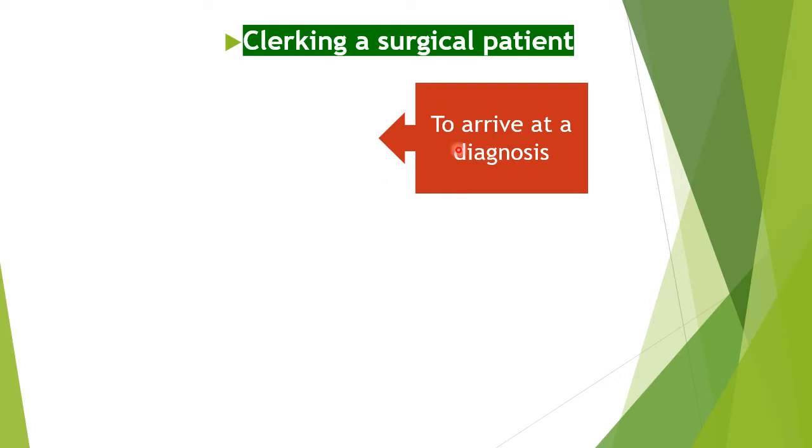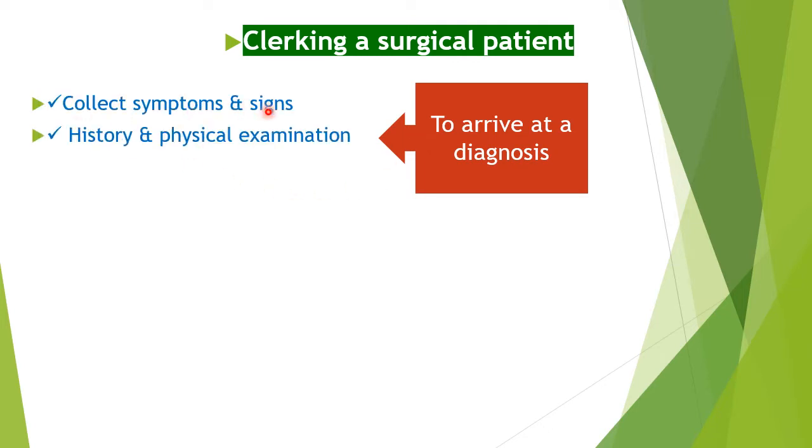Okay, what is this clerking? This clerking is the process to arrive at the diagnosis in the patient. To do this, we collect the symptoms and signs from the patient through a complete history and physical examination to be conducted on the patient and come to a diagnosis. A clinical diagnosis consists of a provisional diagnosis and a few differential diagnoses.